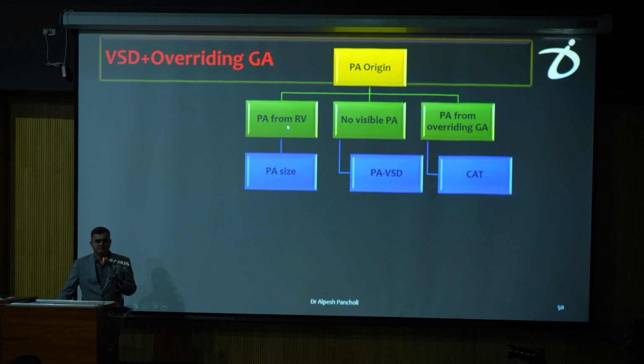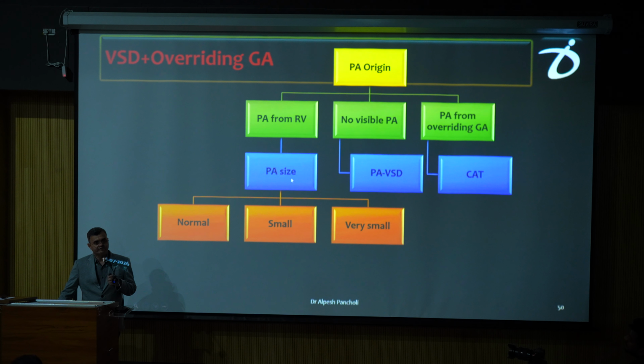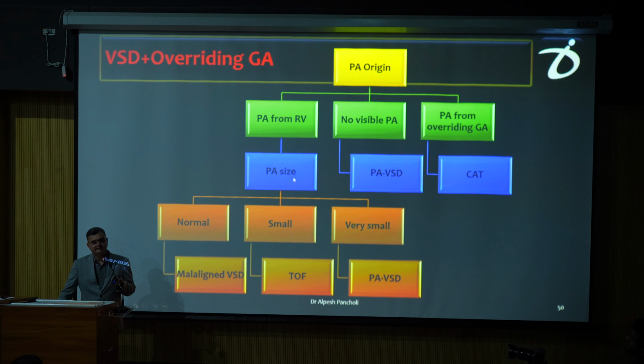Or if it is arising from the right ventricle, look for the size of the pulmonary artery. It can be normal, small or very small. If it is normal, it can be a malaligned or simple perimembranous VSD. If there is a narrow pulmonary artery, it can be TOF. And if it is very small with reversal of flow in the pulmonary artery, it is PA-VSD. So we have completed TOF, CAT and DORV.